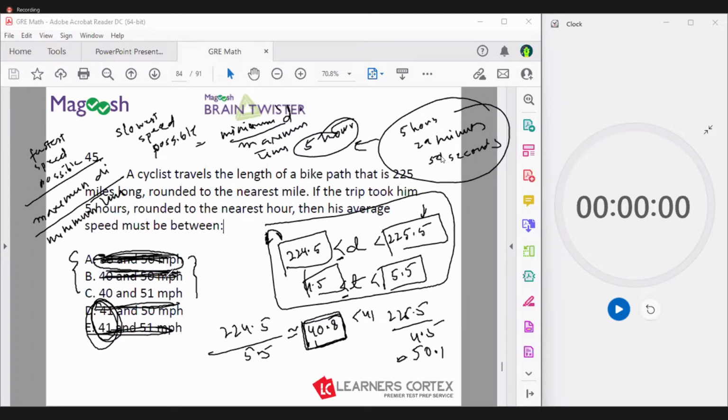The reason being, even if it is 0.1 mile per hour over 50, the maximum range cannot be 50. The maximum value cannot be 50, it has to be more than 50. So the answer becomes 40 miles per hour and 51 miles per hour.